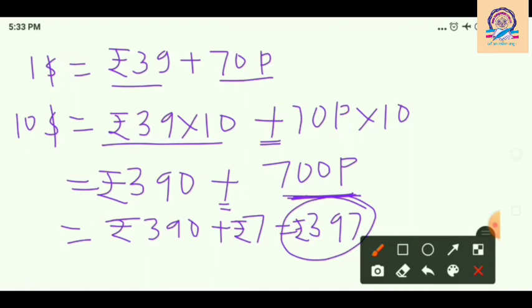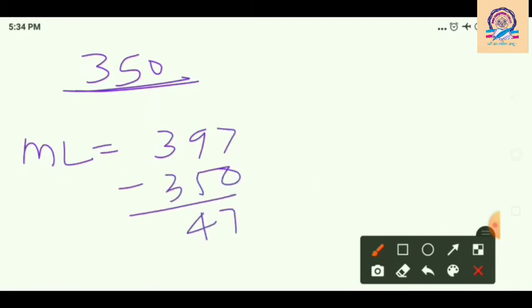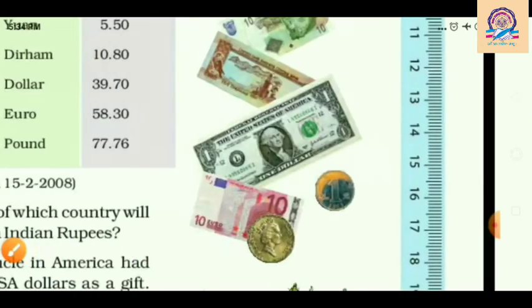Now, 397 rupees we have found, and now how much money did he use? 350 rupees he spent on his school trip. So we can write money left with him means 397 minus 350. So we will get 47 as the difference. So 47 rupees is left with him. Now come to the next question.